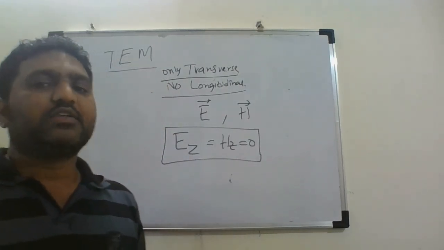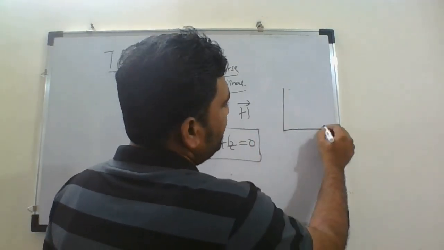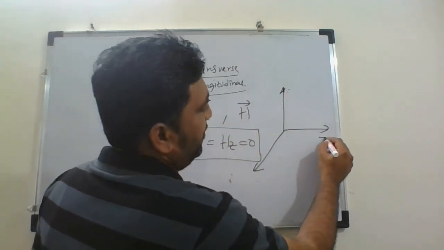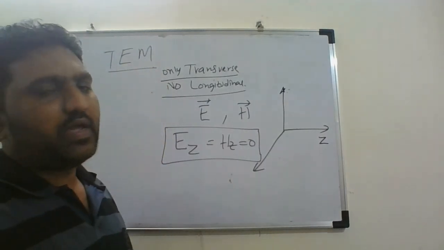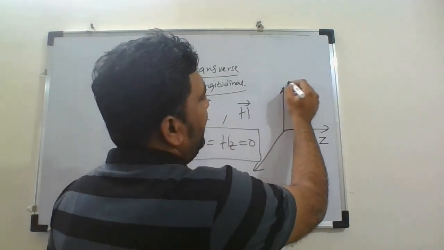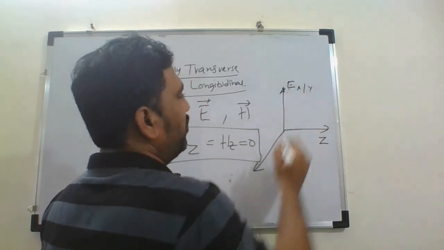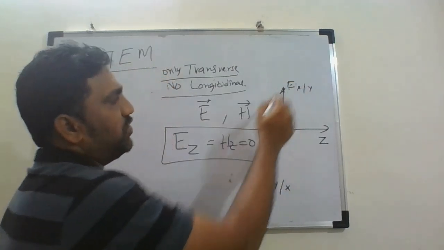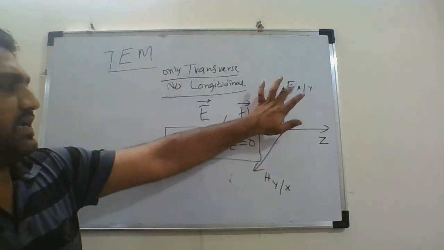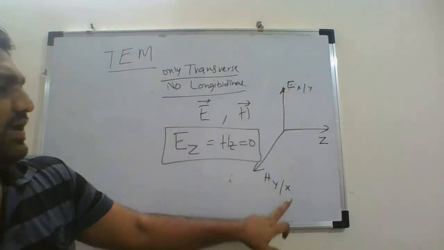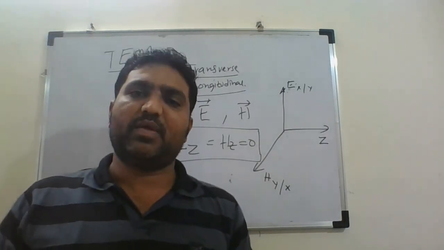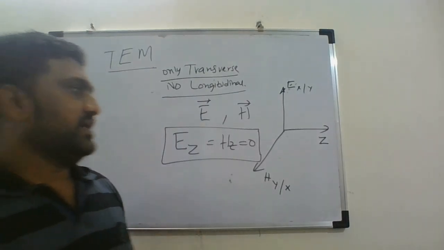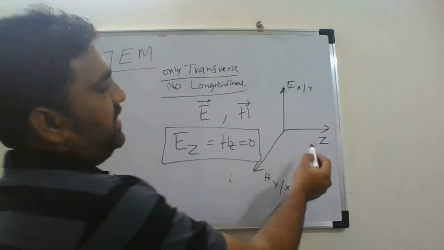TEM wave. Because the wave propagation is along z, the electric field will be only either along x or only along y, and similarly the magnetic field will be either only along y or x. So there will be Ex Hy or Ey Hx. One of these combinations will be present. Not all combinations can be present.